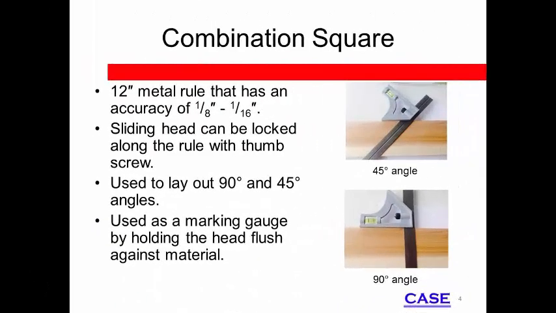A combination square has a metal rule that can measure objects up to 12 inches in length. The head can be slid along the metal rule to set specific lengths for marking materials. The head of the square is held flush against the material to mark a 90-degree or a 45-degree line.